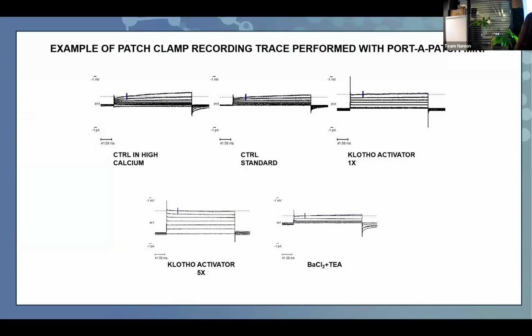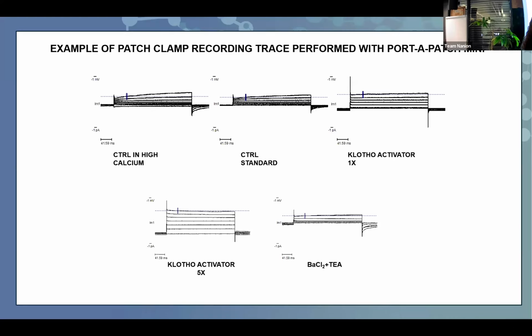Here we can see the trace recorded with the Port-a-Patch Mini, the original traces. We also saw that with the control in high calcium, which was a condition to have a better seal, we had higher outward currents, and so there might also be an involvement of calcium in outward currents.